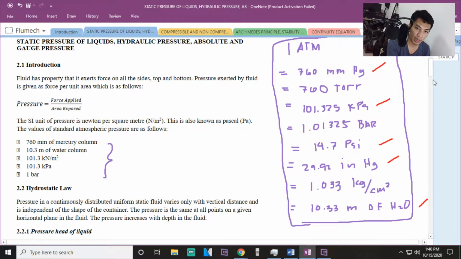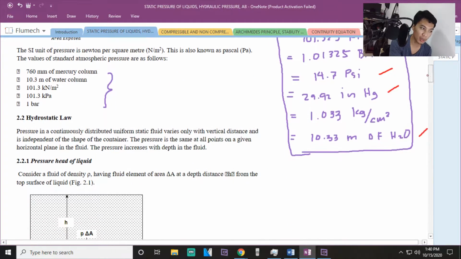Now, the hydrostatic law. What is the hydrostatic law? Hydrostatic law says that pressure in a continuously distributed uniform static fluid varies only with vertical distance and is independent of the shape of the container. The pressure is same at all points on a given horizontal plane in the fluid. Pressure increases with depth of the fluid. Ito na lang ang pansinin natin. Pressure increases with the depth of the fluid.